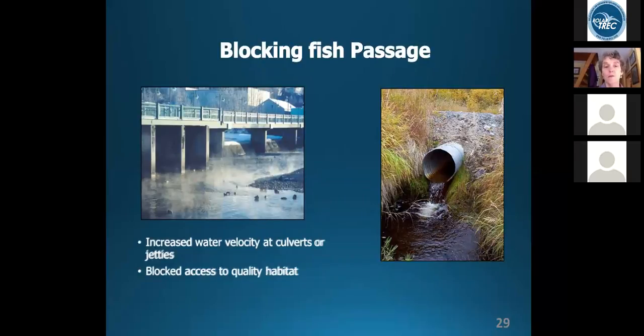It can speed it up to the point that a small fish physically can't get upstream. So blocking fish passage has removed thousands at least of acres of really prime rearing habitat for young fish just by preventing them from being able to get there.